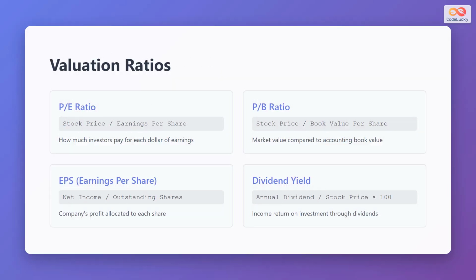Valuation ratios help determine if a stock is priced appropriately. The price-to-earnings ratio, or PE ratio, is stock price divided by earnings per share, showing how much investors are willing to pay for each dollar of earnings. The price-to-book ratio, or PB ratio, is stock price divided by book value per share, comparing market value to accounting book value. Earnings per share, or EPS, is net income divided by outstanding shares, representing the company's profit allocated to each share. Dividend yield is annual dividend divided by stock price multiplied by 100, showing the income return on investment through dividends.